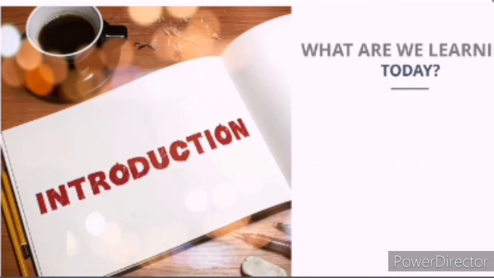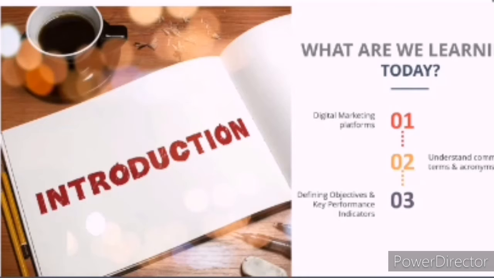Right, so now that we have covered that, let us jump into what else we are looking at today. What you're going to get out of this lesson is to look at digital marketing platforms, followed by understanding common terms and acronyms that we will be using in Module 1. Then defining objectives and key performance indicators, which is very important. And then we will take a quick look at performance marketing basics.